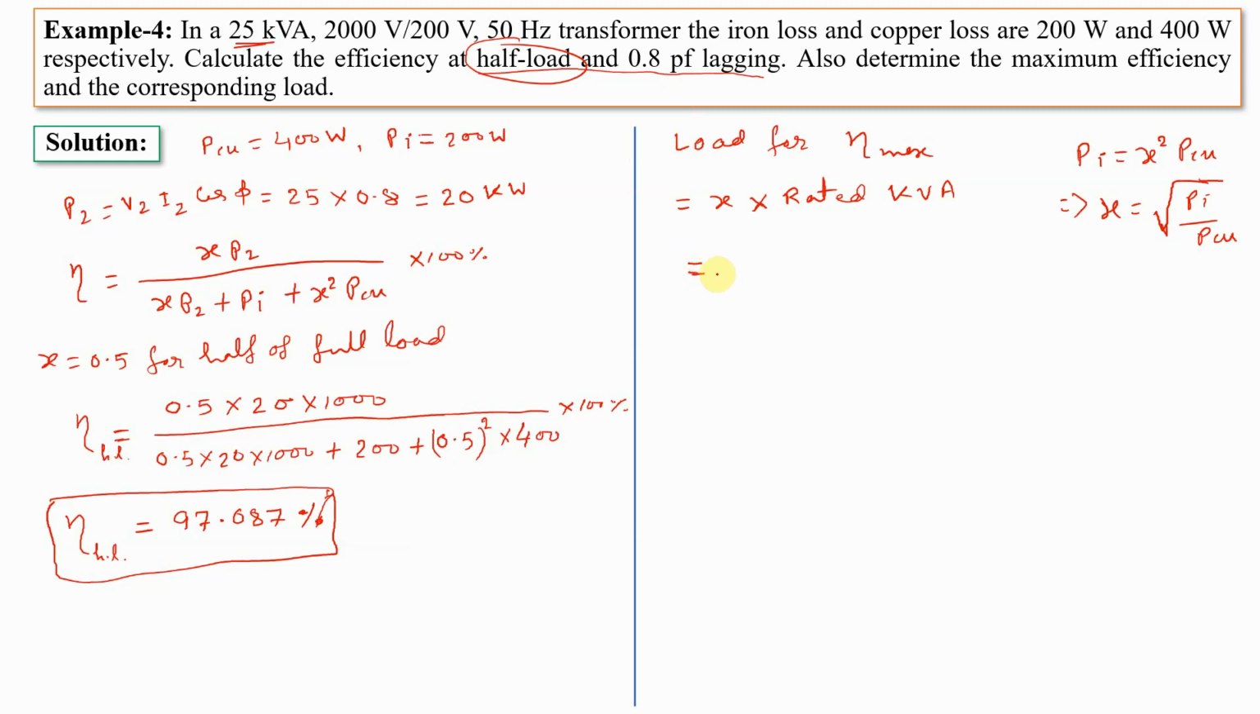So here X can be calculated by Pi, that is 200, upon PCU, that is 400. Remember, 400 is the rated copper loss. That means this is the amount of copper loss for full load condition. Into rated kVA, and the rated kVA is 25 here. So this value will be equal to 17.68 kVA.